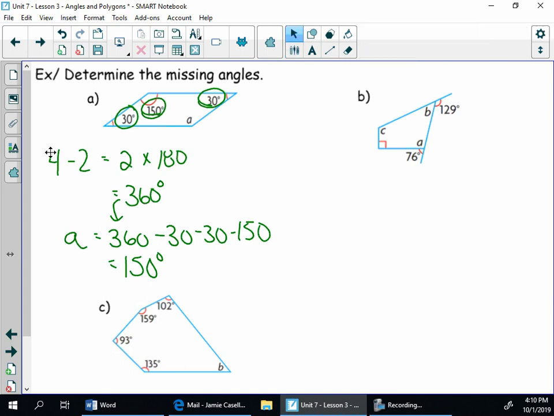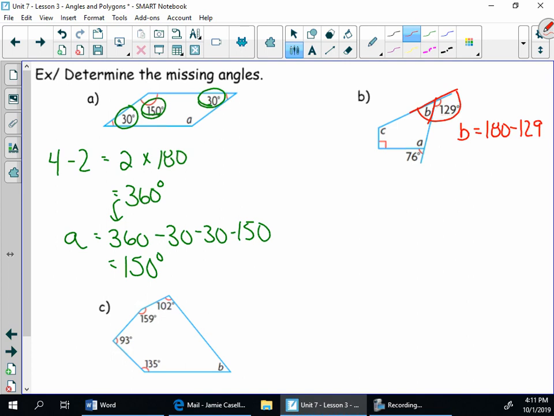Try the next one. What do I know about the next one? Ooh, a 4-sided shape again, with some lines sticking off the end of it. Hey, I know something about lines. We talked yesterday, if I have a straight line and it gets met, I can figure out the 2 parts of it because they add up to 180. So B has to be 180 take away 129, or in other words, 51. Same thing for A. There's a straight line. A has to be 180 take away 76. It's got to be 104.